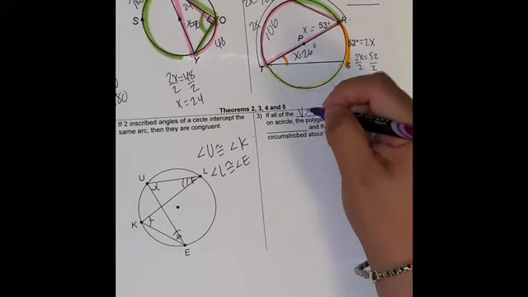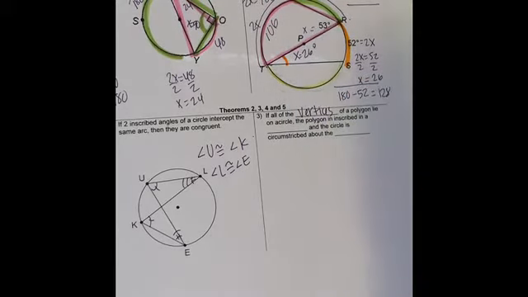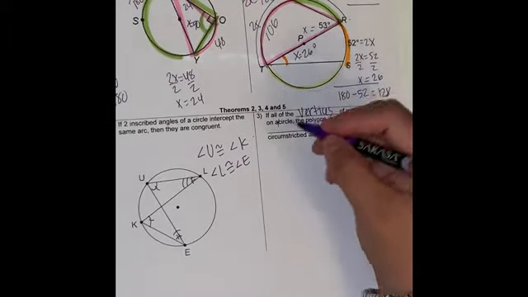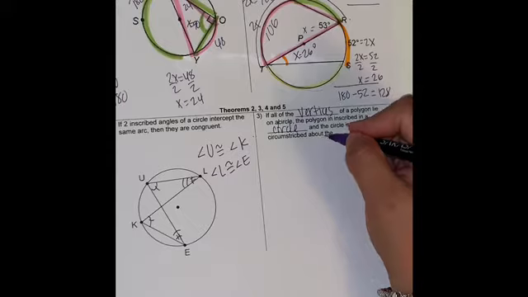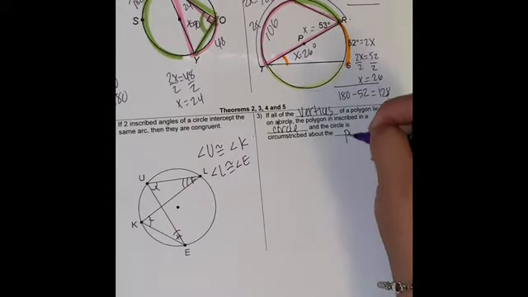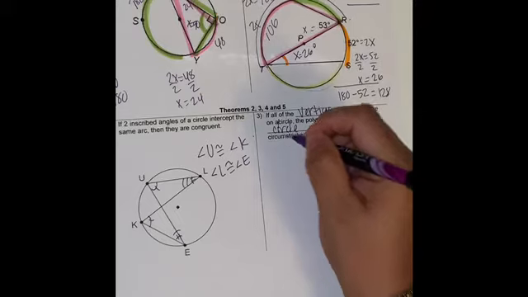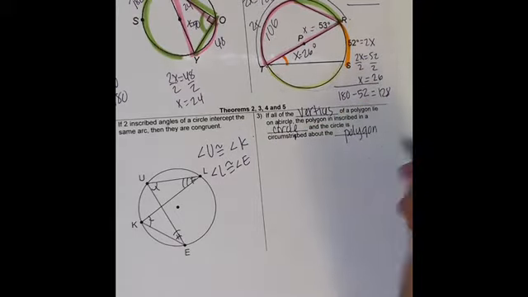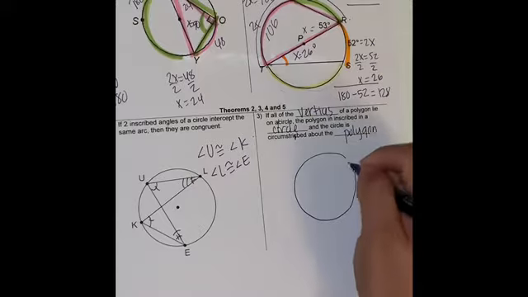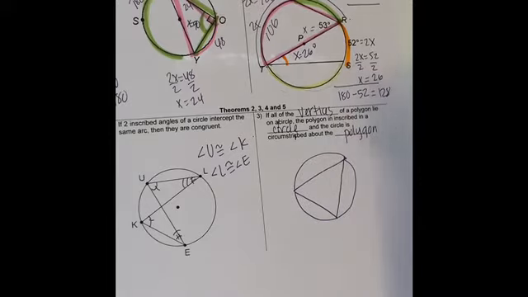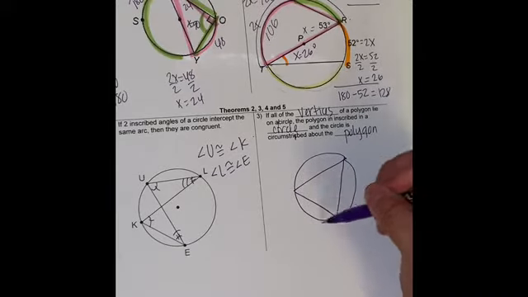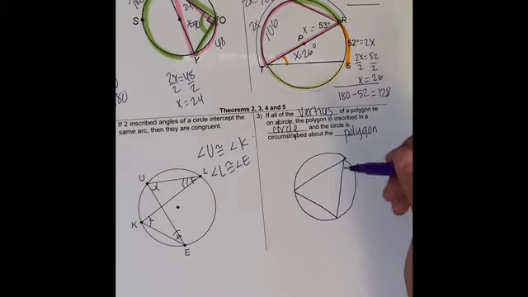If all the vertices of a polygon lie on a circle, the polygon is inscribed in a circle, and the circle is circumscribed about the polygon. Obviously this is spelled wrong, but here's what it means. If I have a circle and I put a polygon, let's just say a triangle, in it, the circle is circumscribed about the polygon. That means it goes around the polygon.